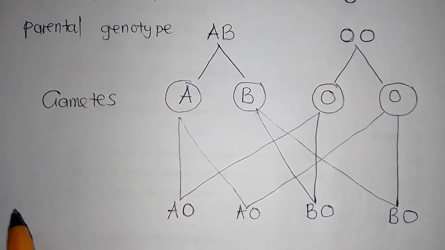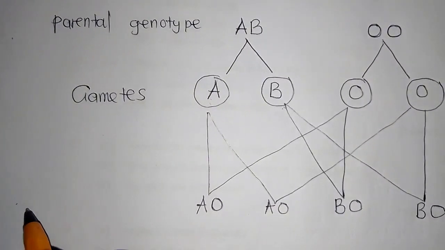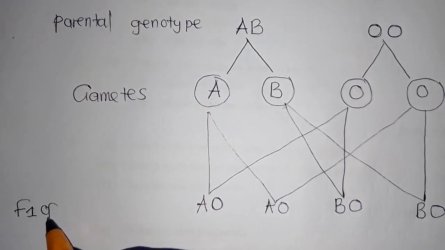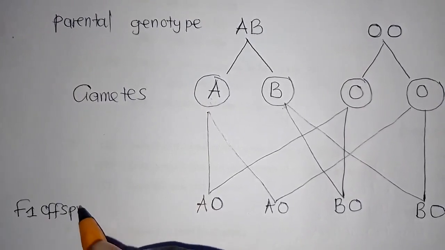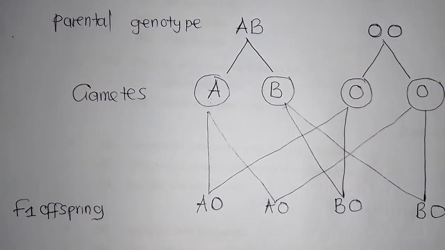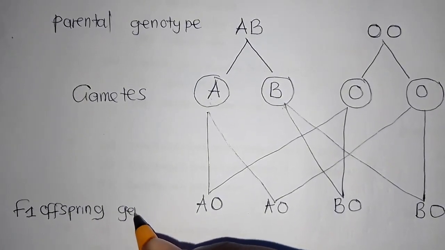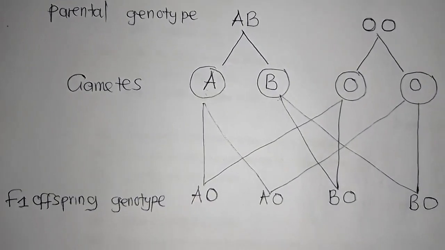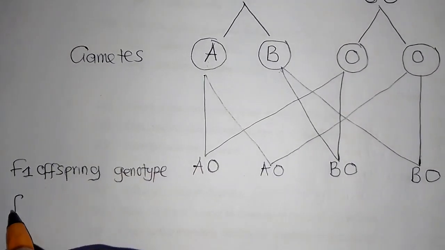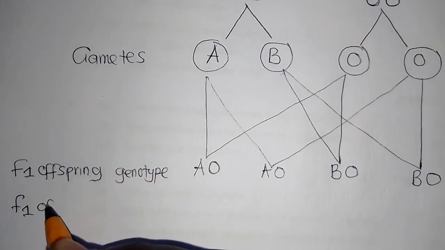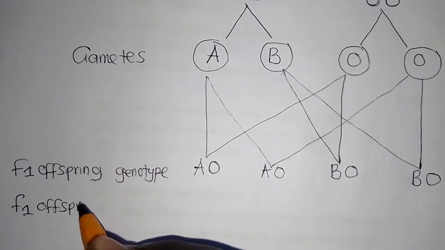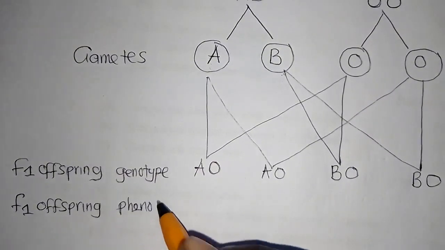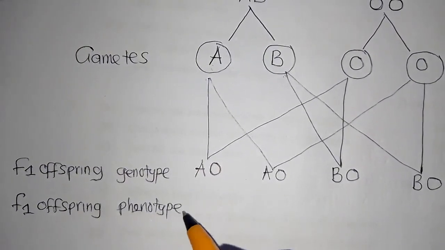We are going to call this F1. I'm going to say F1 offspring. So these are the offspring. This is the F1 offspring genotype. Have you seen the genotype? Then F1 offspring phenotype. What are we able to see from the outward?